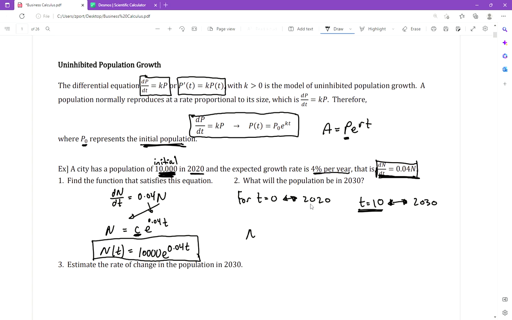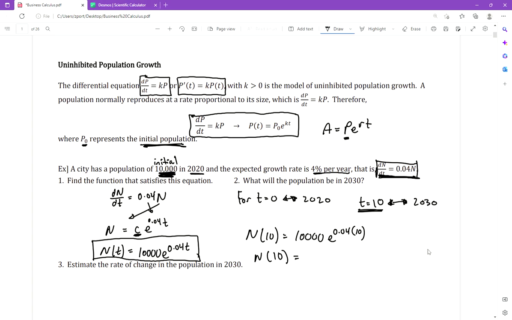So now that we've got it, they're just saying, hey, do N of 10, which equals 10,000 e to the 0.04, and then change the t to 10. So I'm just using the same equation there on the left, the same function. And then now is where I need a calculator. So we have N of 10 is equal to, okay, so I've got Desmos, and I'm just going to type it in exactly the same way.